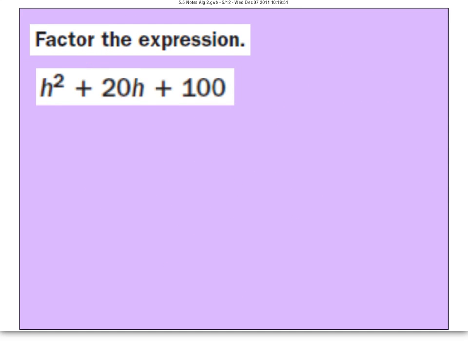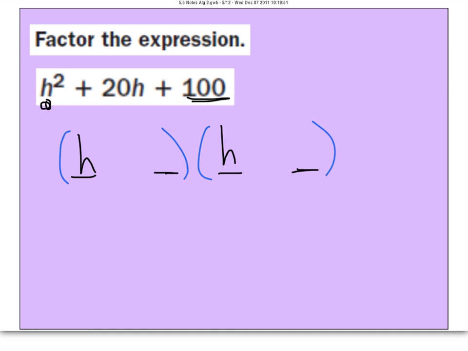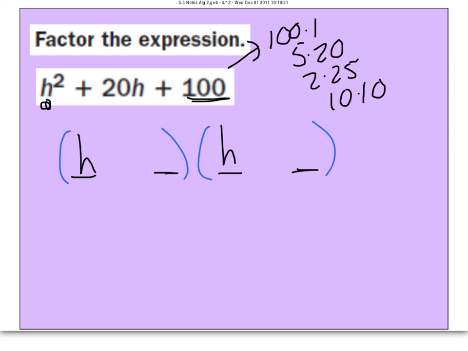Now, here's another one. This is a trinomial already, so we can jump right into the factoring mode. And we're going to break up the h squared, which is first, into a single h and h, so that's easy. And then the 100, which is the last term, will be the last one on each of these binomials. The problem with 100 is there are a lot of factors it could be. It could be 100 and 1, it could be 5 and 20, it could be 2 and 25, we could do 10 and 10, and so forth. So a lot of them to try.